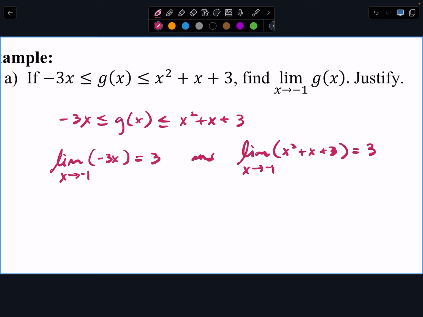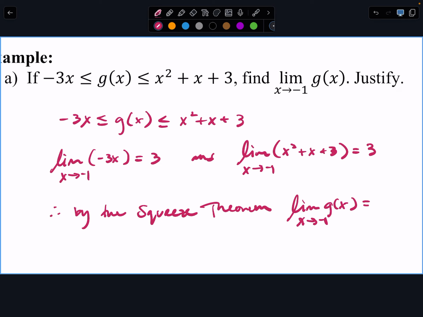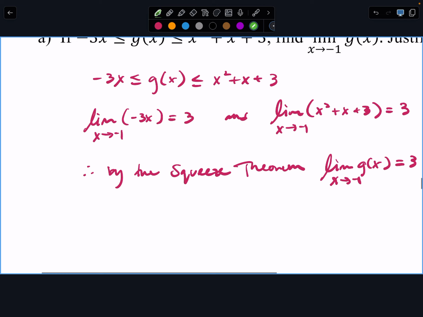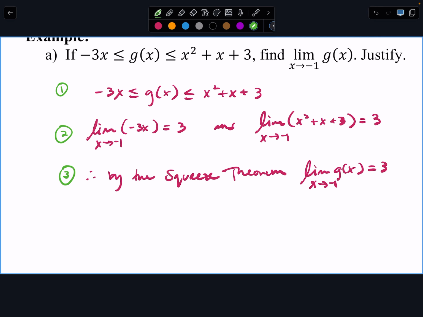So since both of those limits existed and were equal to each other, you can say, therefore, by the squeeze theorem, the limit as x approaches -1 of g of x will also be equal to 3. Okay, if you were numbering 1, 2, 3: 1 and 2 are the conditions that must be true for 3. And that is your justification.